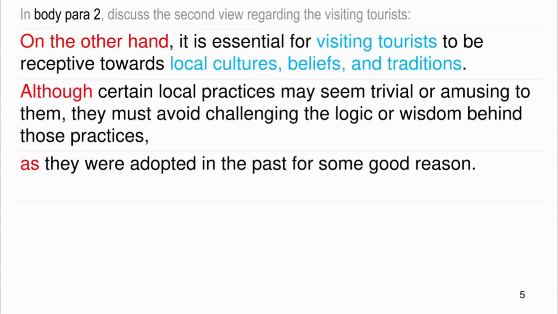In Body Para 2, discuss the second view regarding the visiting tourists. On the other hand, it is essential for visiting tourists to be receptive towards local cultures, beliefs, and traditions. Although certain local practices may seem trivial or amusing to them, they must avoid challenging the logic or wisdom behind those practices, as they were adopted in the past for some good reason.